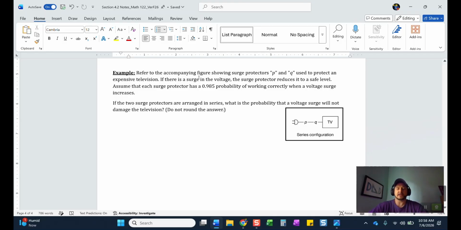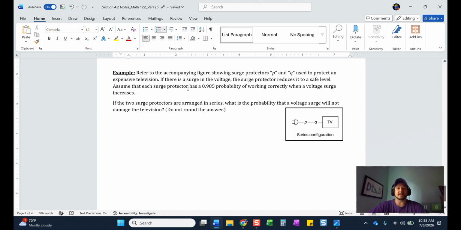So it says refer to the accompanying figure showing the surge protectors P and Q used to protect an expensive television. If there is a surge in the voltage, the surge protector reduces it to a safe level. Okay, so basically a surge implies that there's an abundance of something in sort of a haphazard and fast way. So when your power goes out, the electricity kicks back in. Sometimes it overshoots the limiting capacity that your electronics can handle.